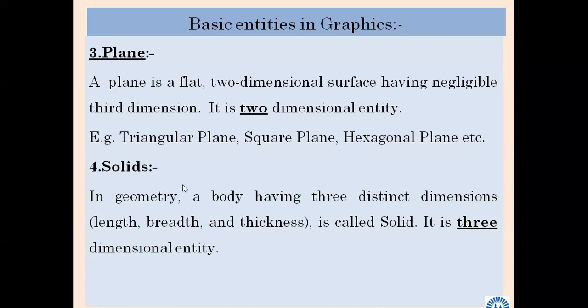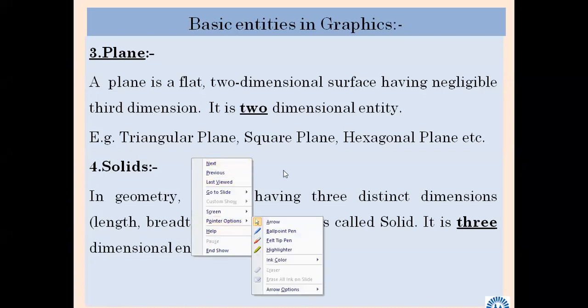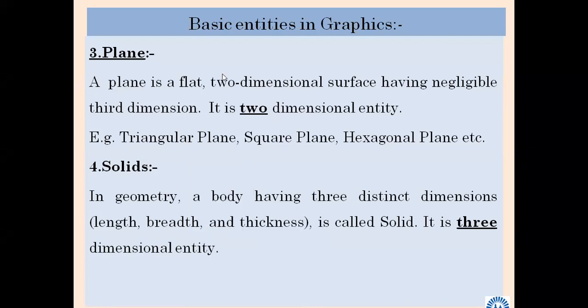For plane there are 2-3 names. It may be said that plane, it may be said that something called lamina, a square lamina. A lamina word will be used for plane or sometimes surface. It is called surface also. In problem statements, these words are used: a square lamina inclined to HP with this angle.